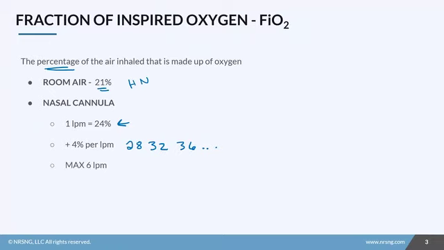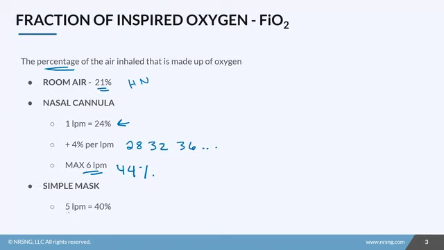Now with a nasal cannula, we cannot go past 6 liters per minute. At that point, the flow is just so high in their nose, the oxygen just stirs up and comes right back out. So once you hit 6 liters per minute, which is 44% oxygen, you're going to need to move up to a simple mask.